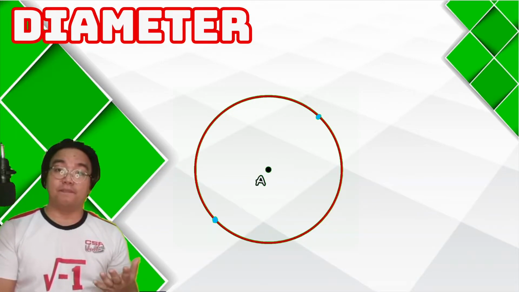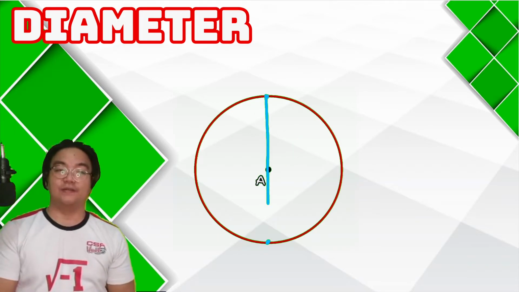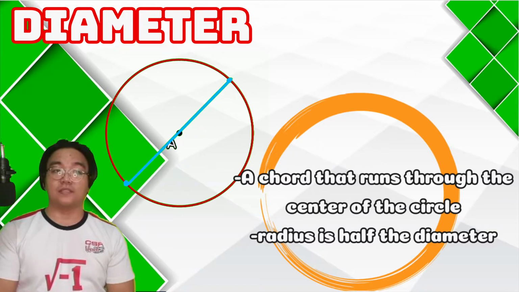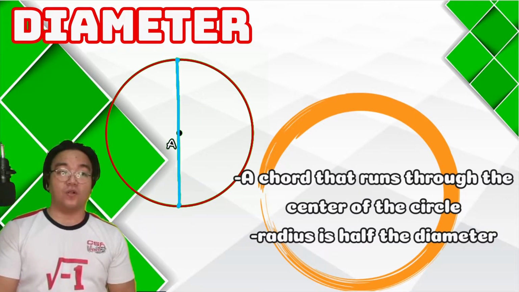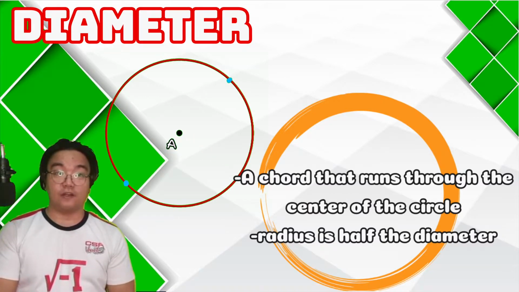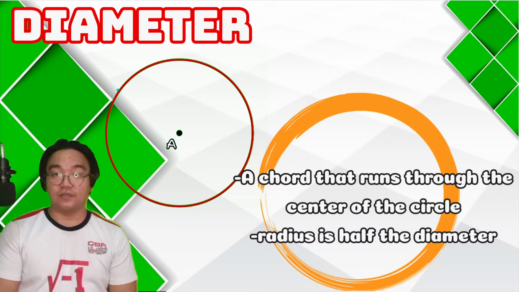Now, if a chord passes through the center, that segment is now called the diameter. So it is defined as a chord that runs through the center of the circle. It is also the longest possible chord of any circle. The center of the circle is the midpoint of its diameter. The radius, on the other hand, is half the diameter.